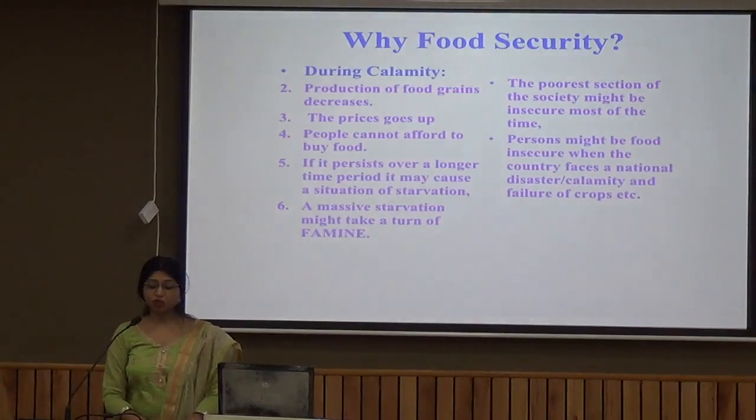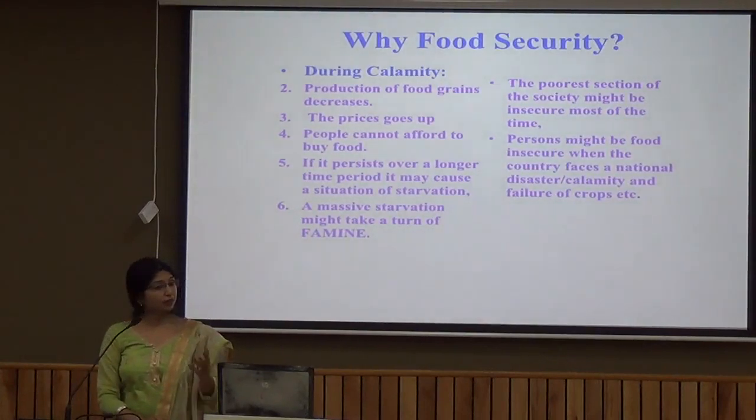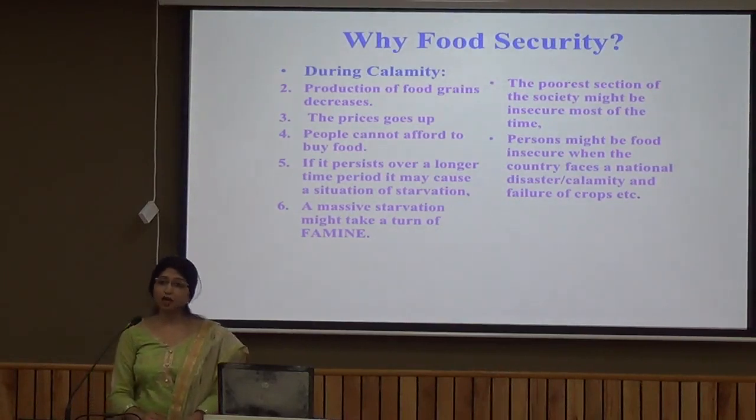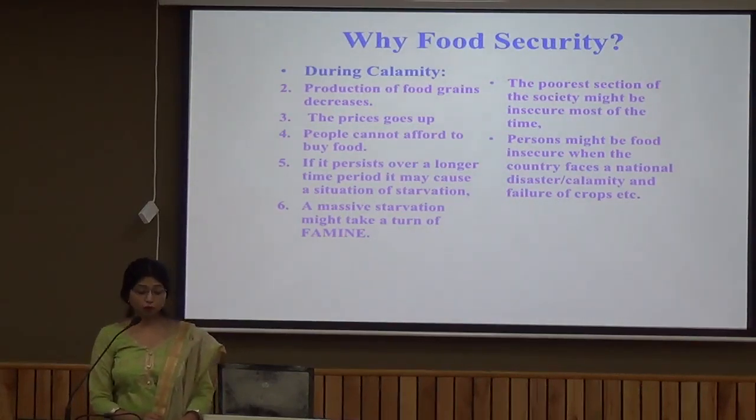Then why is food security important? During a calamity, production of food grain decreases, the prices go up, and the class of people who are really poor, who are living below the poverty line, are not able to afford it. If it persists over a long period of time, it may cause a situation of starvation. People will not get food and they will die because of no food.